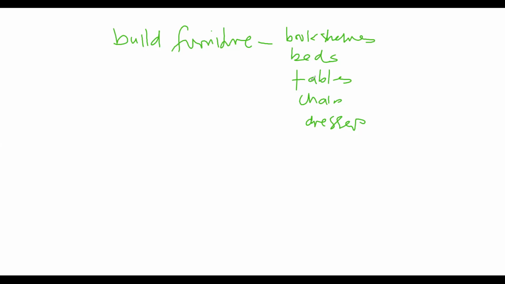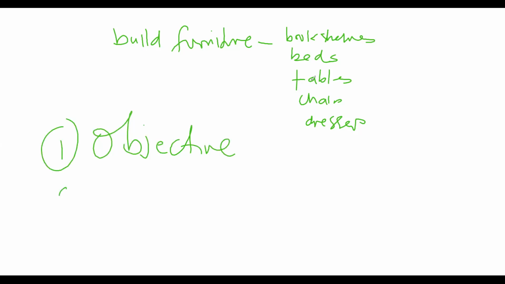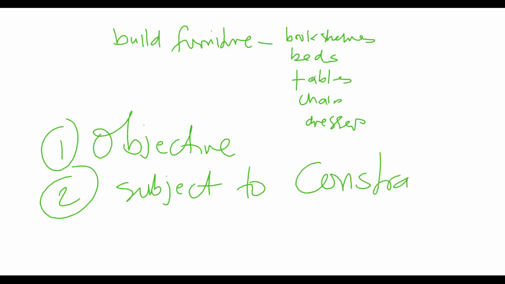And he wants to make as much profit as he's able to. But right away, he's faced with limitations on his ability to make as much profit as he would like to do. We call these limitations constraints. So he has an objective, but the objective is subject to some constraints. So that is the nutshell of a linear programming problem.